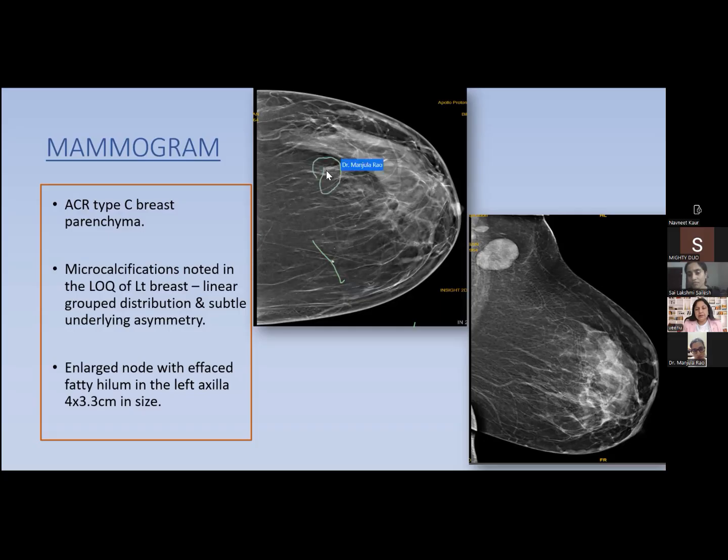Then I'm not sure, but can you see the marking on the screen? Yes, I can see. Okay. That's the first time I've used that tool.